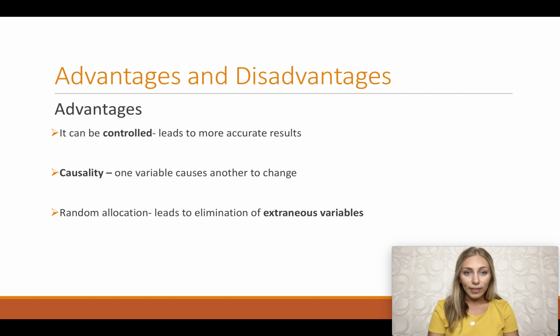So I'm going to talk about the advantages and disadvantages within the experimental investigation design. The advantages are that this can be controlled. Because you can control what is happening to the independent variable, this leads to more accurate results because you also have your control group, the group that is not eating breakfast. This means that you can infer causality. So you have evidence to say that one variable is changing the other variable. Another advantage is random allocation, as I said before. This leads to the elimination of extraneous variables.